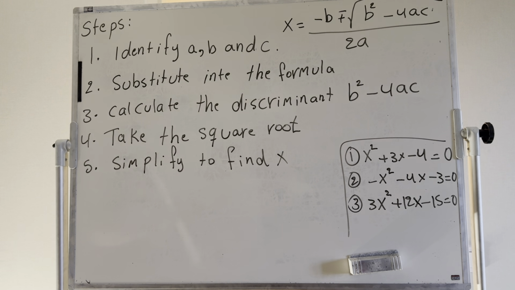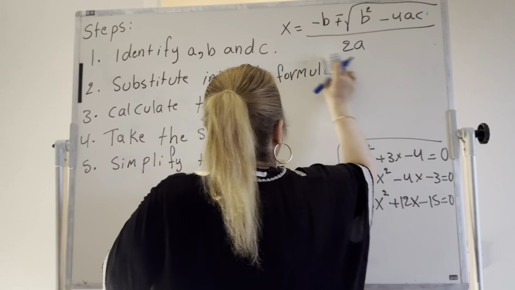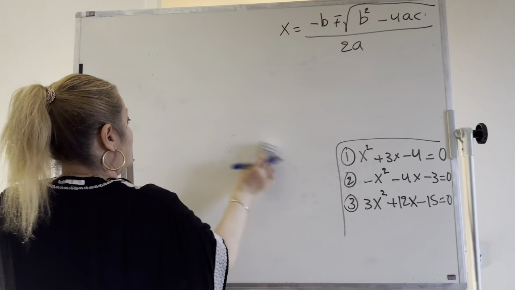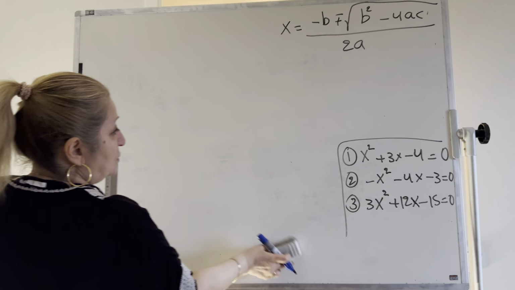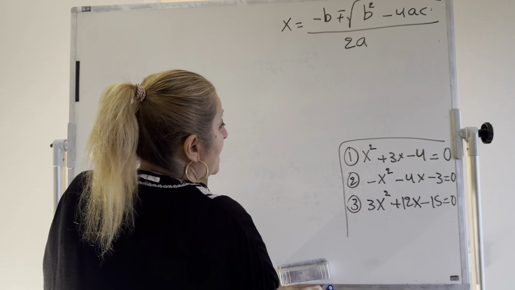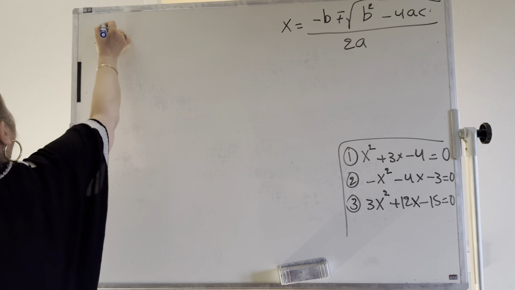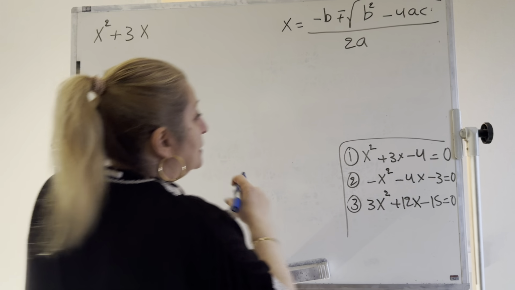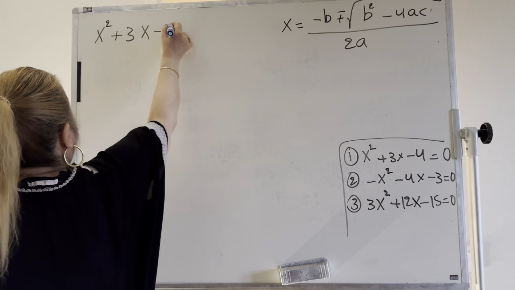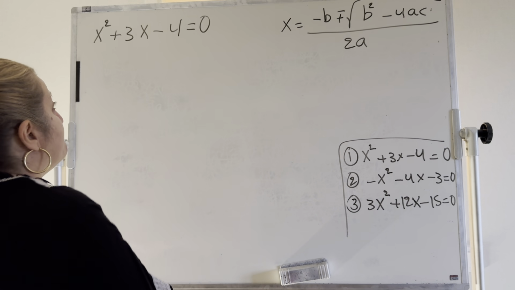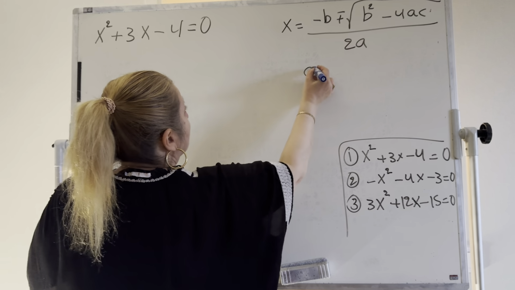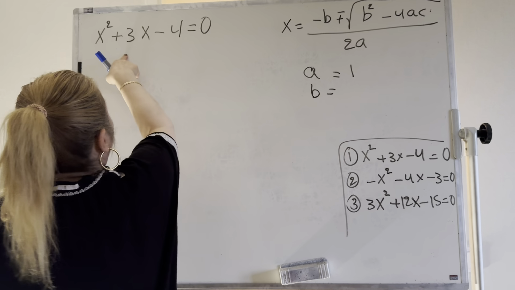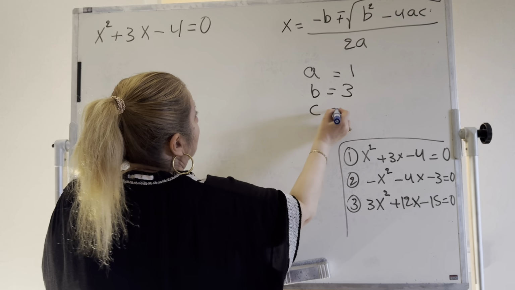I will begin with this example and follow the formula to find the solutions, the roots of the equation. I have x squared plus 3x minus 4 equals 0. And a in this equation equals 1, b equals plus 3, and c equals minus 4.